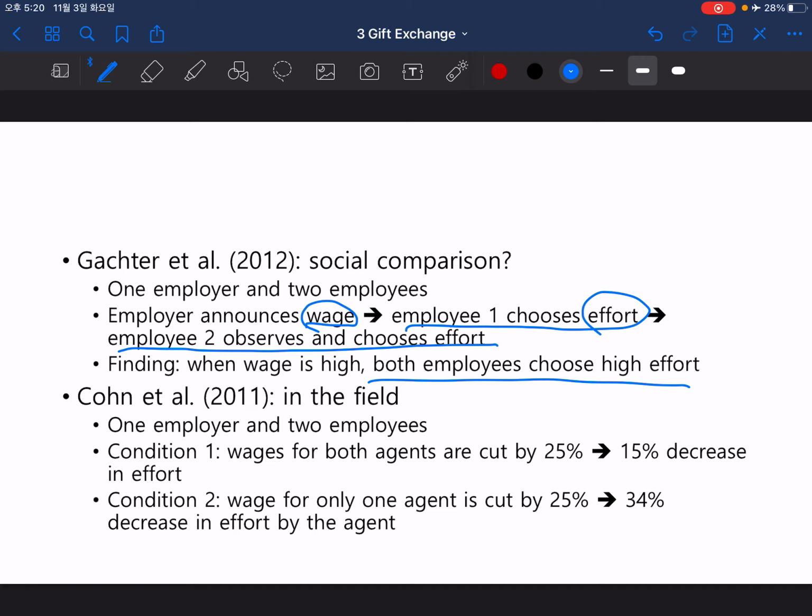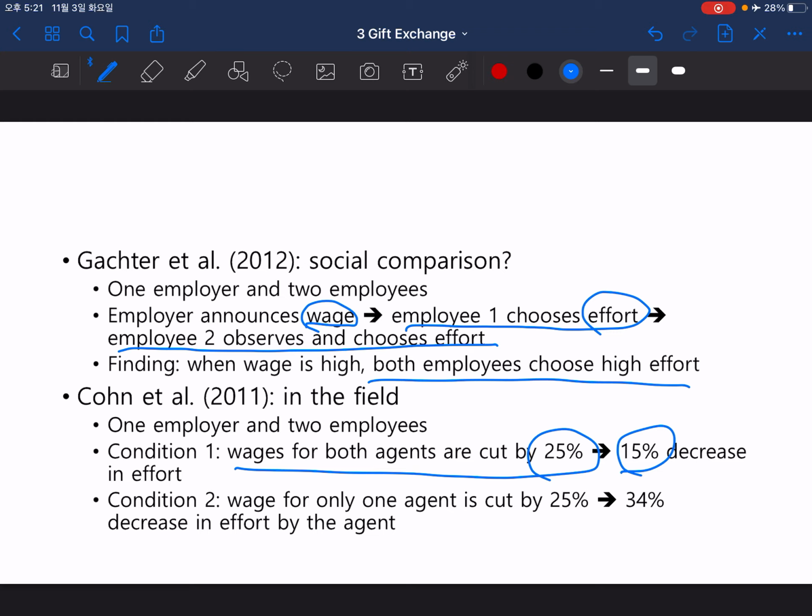And this second paper is also very interesting. Imagine one employer and two employees. In the first group, this is the experiment, there is a wage cut. So the wage goes down, and in this case, the wage goes down for both agents. So in this case, we can naturally imagine that effort goes down. There is a 15% decrease in effort.